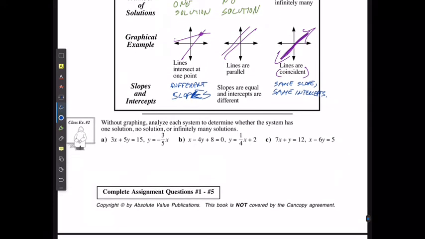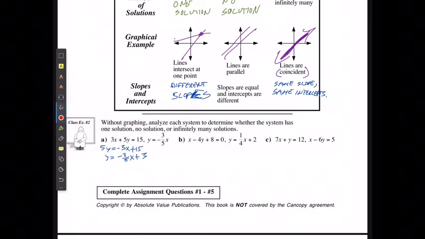So if I'm solving this without graphing, if I look at the first case, then I need to determine, well, is it one, no, or infinitely many solutions? So the first thing I'm going to do is put both equations in the same form. This is already in slope-intercept, so I'm going to put the other one in slope-intercept. If 5y is equal to negative 3x plus 15, then y would equal negative 3 over 5x plus 3.